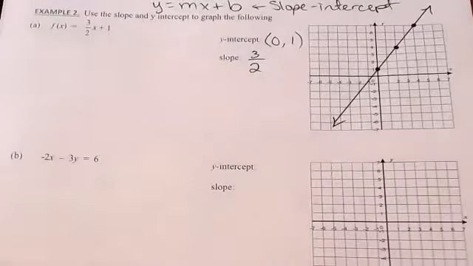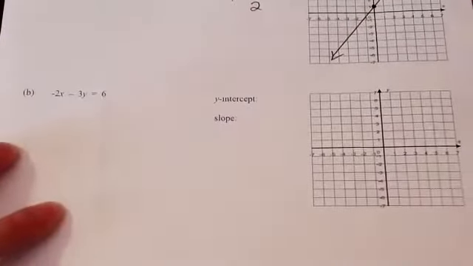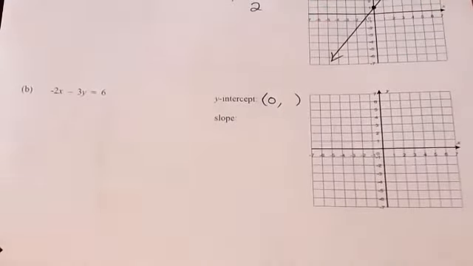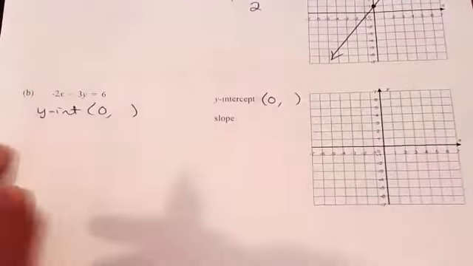For part B, negative 2x minus 3y equals 6, it's not in the right form. We could do this by finding the x and y intercept first, and then calculating the slope based on the graph. So I actually want to do that with you first. If we want the y-intercept, we know that x has to be 0. So I'm going to start by calculating the y-intercept, knowing that x is 0.